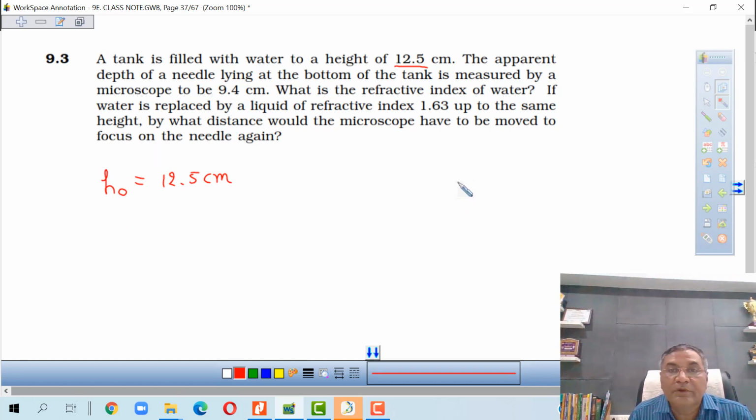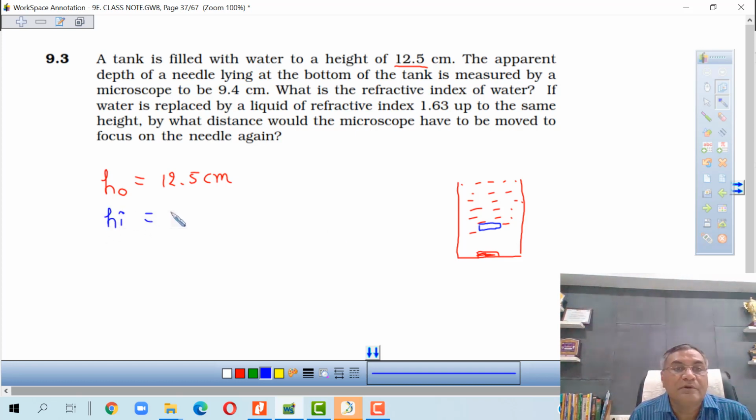So here is a tank. Okay, and it is filled with water. Here is one needle. So where will the needle actually appear? It will be shifted up. So it is HI given 9.4 centimeter. What is the refractive index of water?